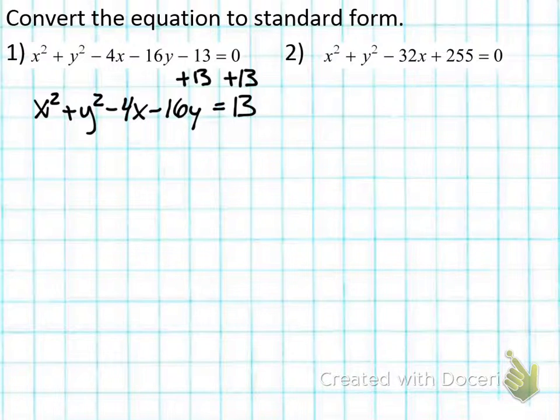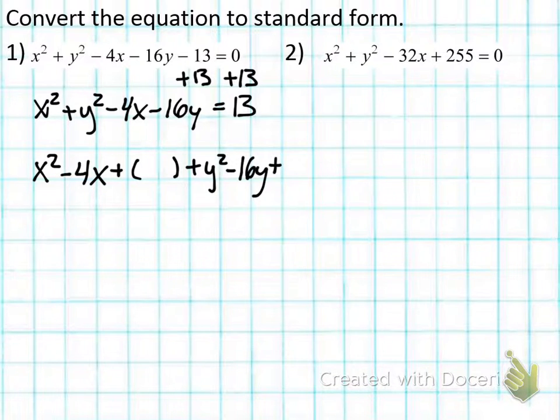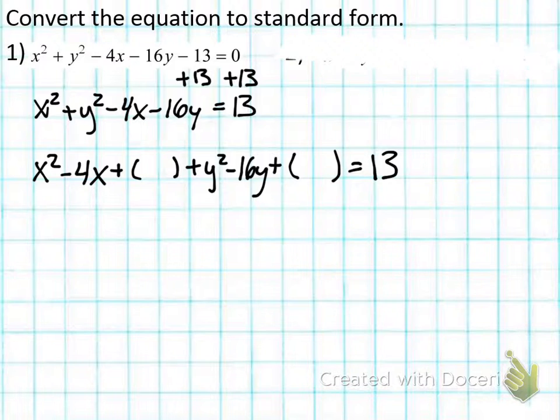Okay, now I want to organize my x terms and y terms. So this gives me now x squared minus 4x. I'm going to leave a space to complete the square here. Then I have plus y squared minus 16y, leaving a space to complete the square, equals 13. Okay. Then I'm going to complete the square, right, with my x terms and my y terms.